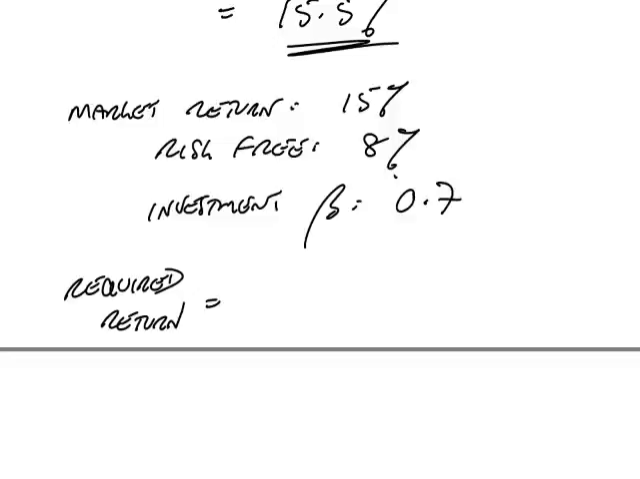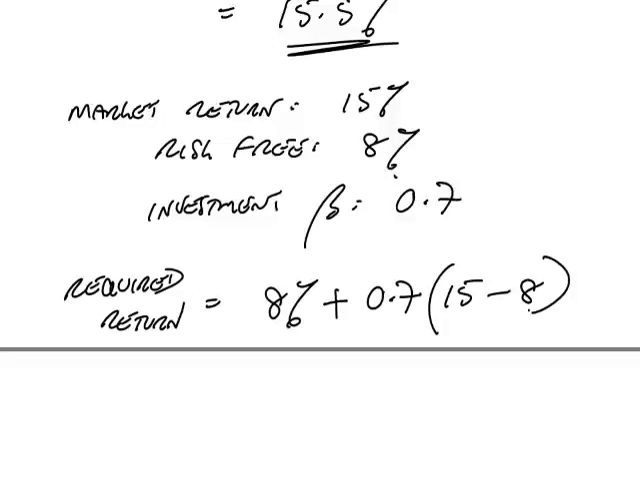The return always, if there was no risk at all, you'd want a risk-free of 8%. The more risk there is, the more premium on top of the 8%. The premium is always beta 0.7 times whatever premium the market's giving. The market's giving 15 against risk-free 8. The market, therefore, is giving 7% above risk-free. If we're 0.7 as risky, we only need 0.7 the premium.